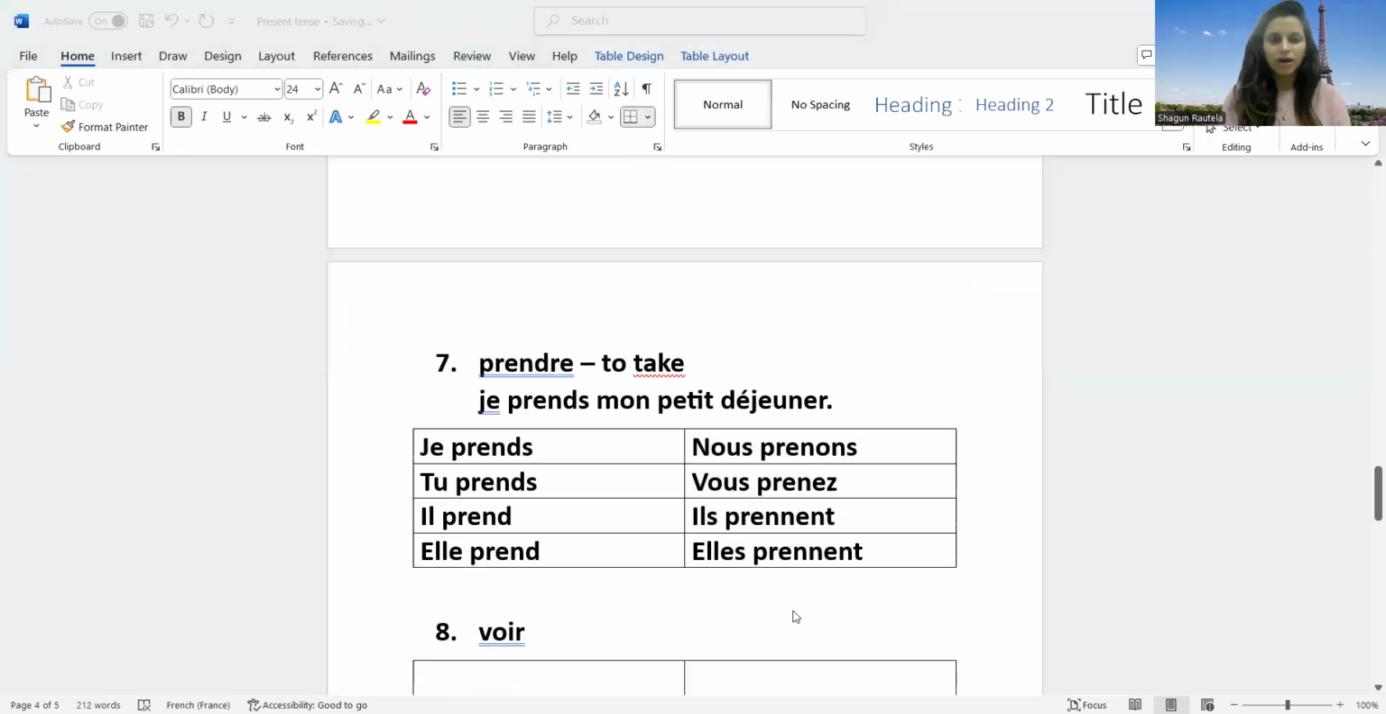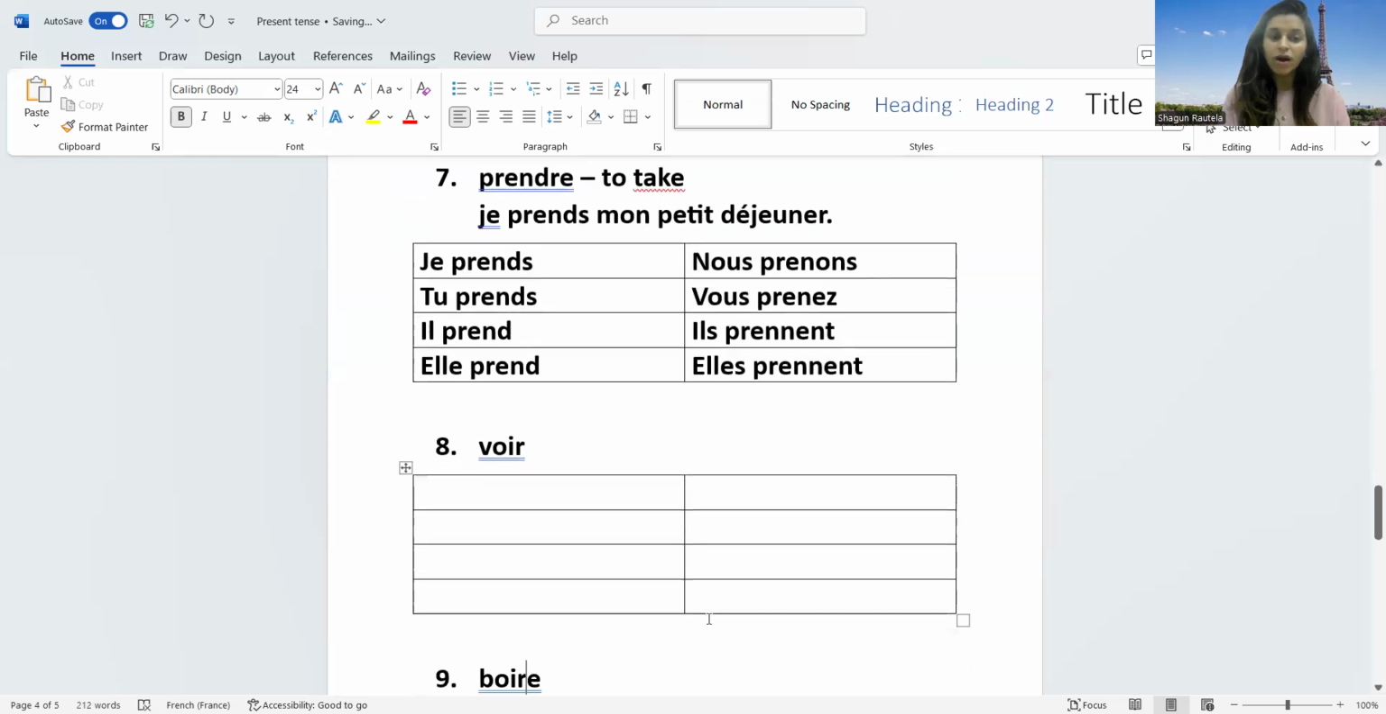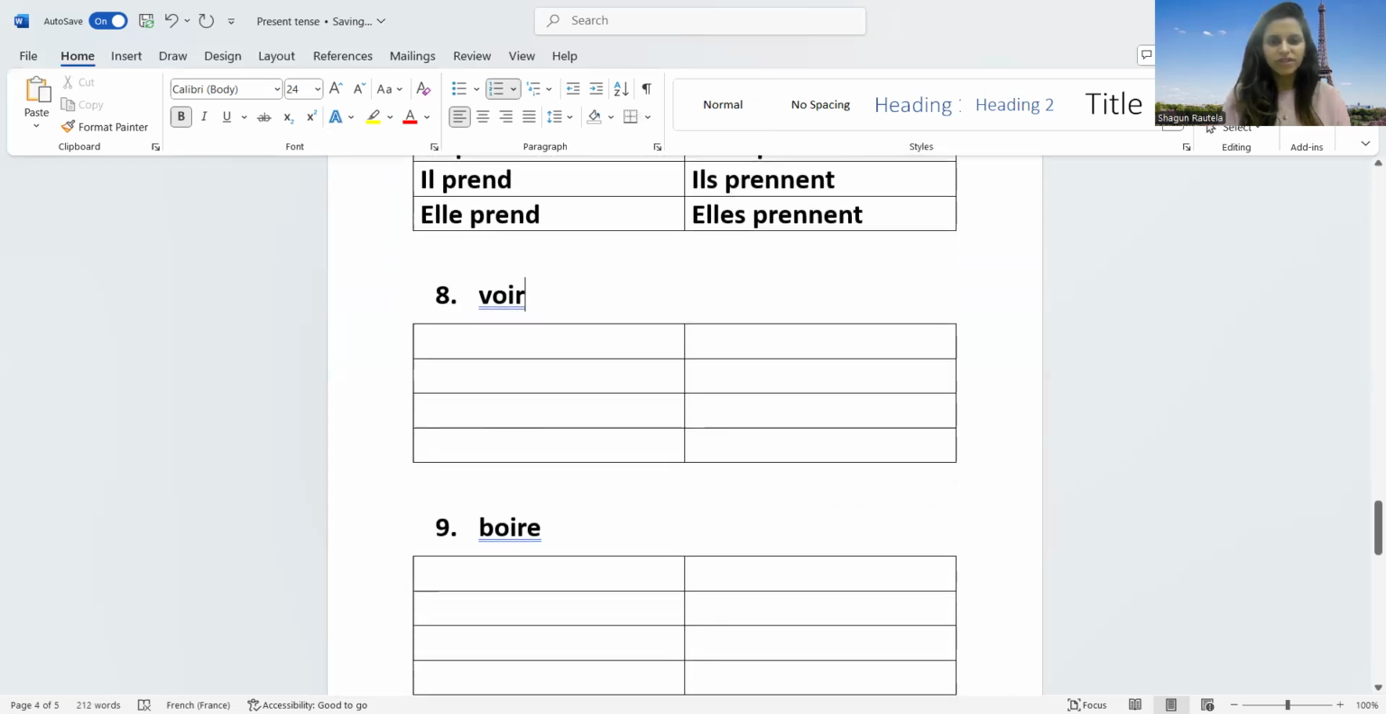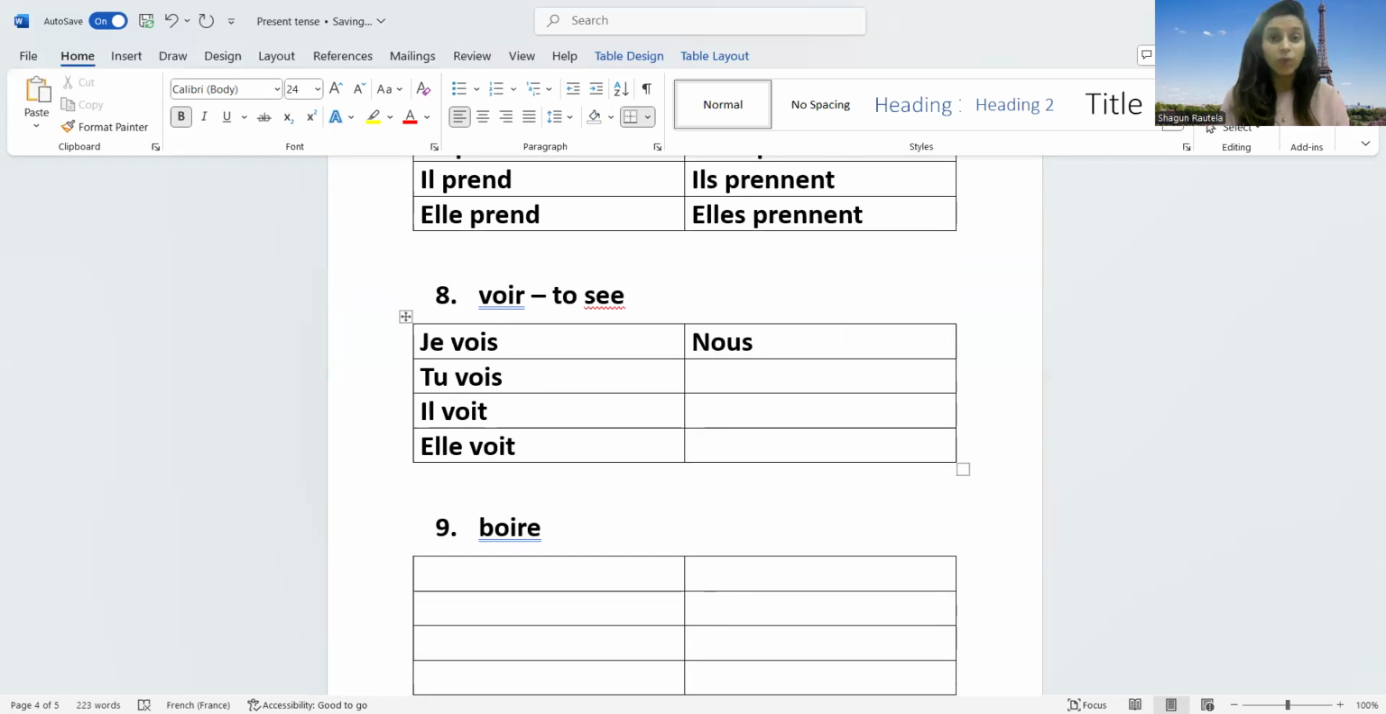Moving on to our next one. Voir. Now, voir is to see. How do we conjugate this one? We cut R, we add S. Vois, vois, voit. Right side, you need to remember Y. Voyons, voyez, voient. And it means to see.